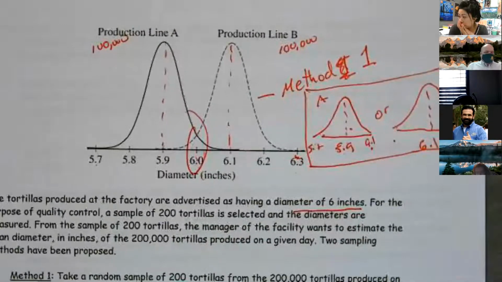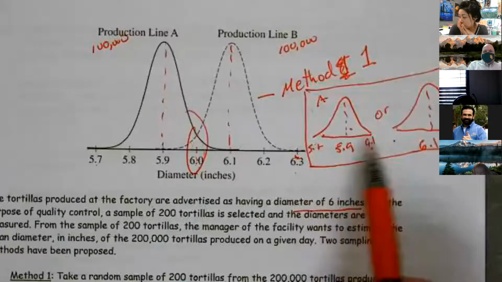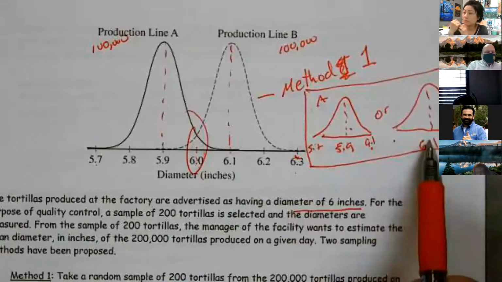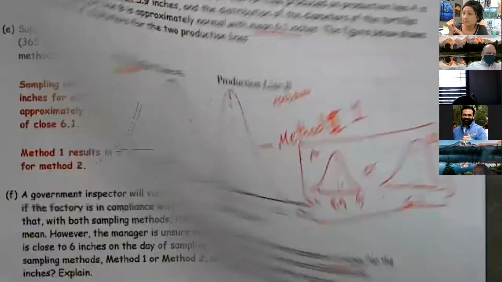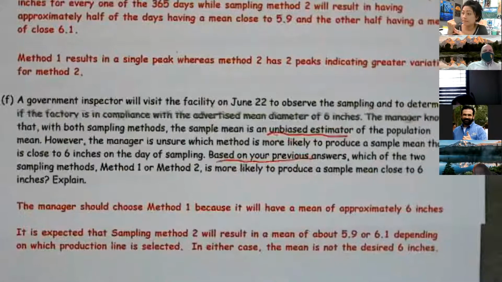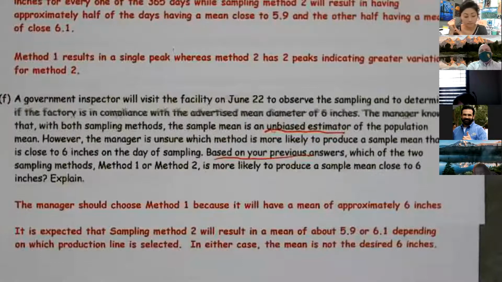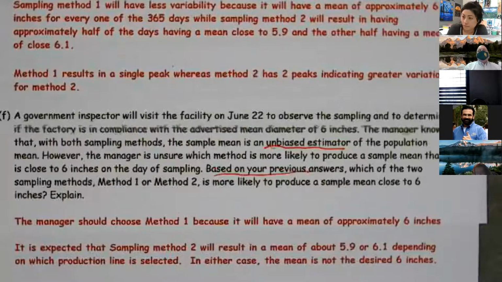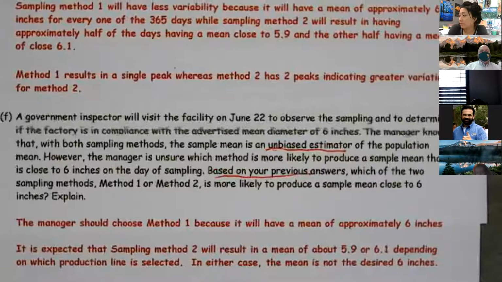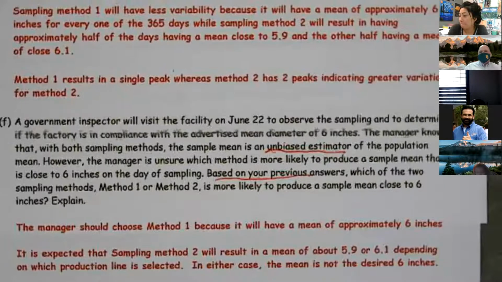That's the mean. Whereas this one had a mean of 5.9, so they might get 5.9 or they might get 6.1. This one is very likely to give me a mean of 6. So the manager should choose method 1 because it'll have a mean of approximately 6 inches. It is expected that sampling method 2 will result in a mean of about 5.9 or 6.1, depending on which production line is selected. In either case, the mean is not the desired 6 inches.